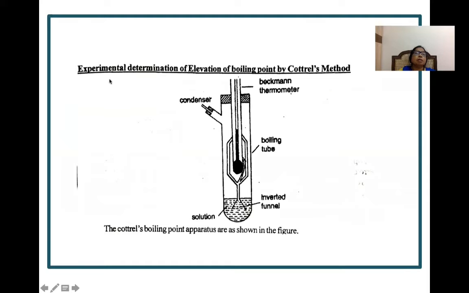Next, we can also determine the elevation of boiling point by experiment, that is, by Cottrell's method. So these are the apparatus used in this method: condenser, Beckmann thermometer, boiling tube, inverted funnel, and the solution taken here.